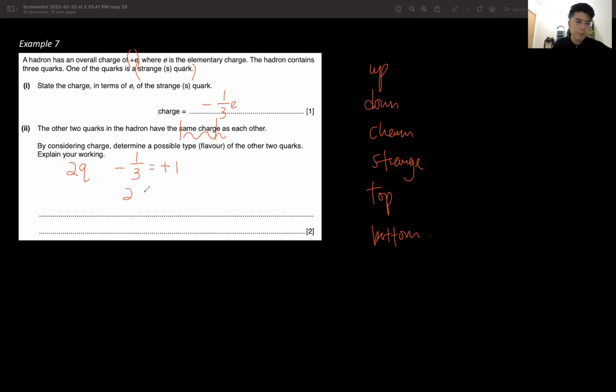Then I solve as usual. 2Q equals 1 plus 1/3, which is 4/3. Q equals 4/3 divided by 2, you get 2/3. So Q, the charge, is plus 2/3. What quark has a charge of plus 2/3? It can be an up quark, it can be charm, it can be top. So you get plus 2/3, minus 1/3, plus 2/3.